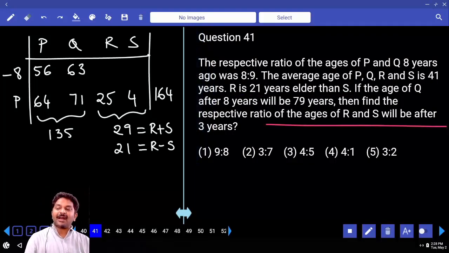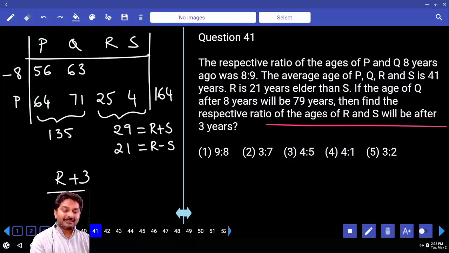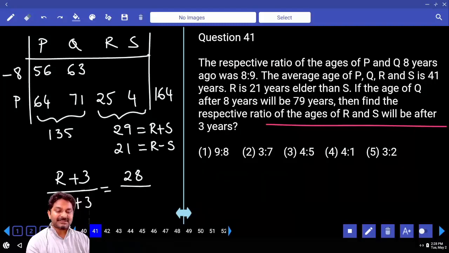Now what is the question about? Ratio of the ages of R and S after 3 years. R's age is 25. After 3 years? S's age is 4. After 3 years? Ratio 4:1.